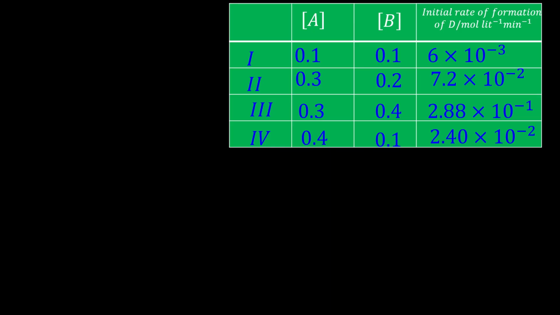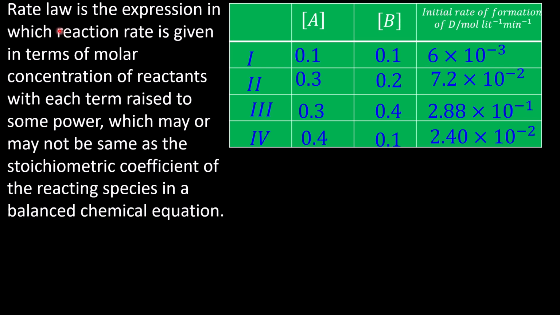To find out the rate law, first we need to know what rate law is. Rate law is the expression in which reaction rate is given in terms of molar concentration of reactants, with each term raised to some power, which may or may not be the same as the stoichiometric coefficient of the reactant species in a balanced equation. In this question, the balanced equation is given.